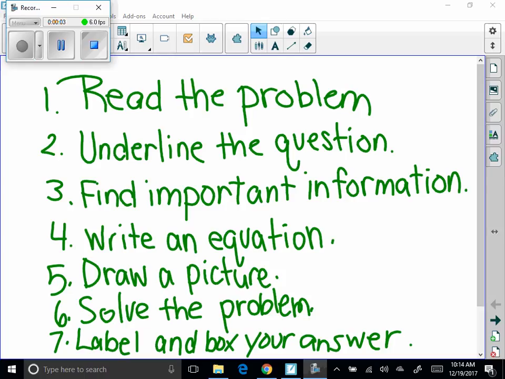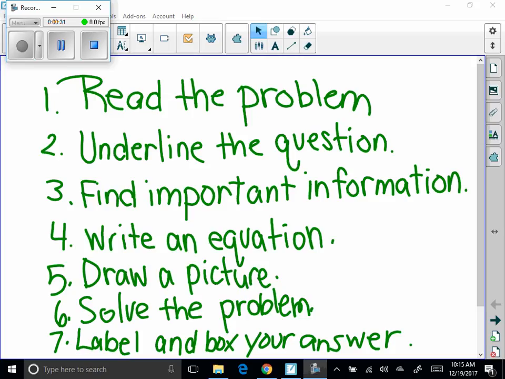Solving word problems. There are some steps when solving word problems that we routinely want to use. Number 1, read the problem. I know that sounds elementary, but most students take numbers from a problem and then try to solve without reading the problem. Number 2, underline the question.